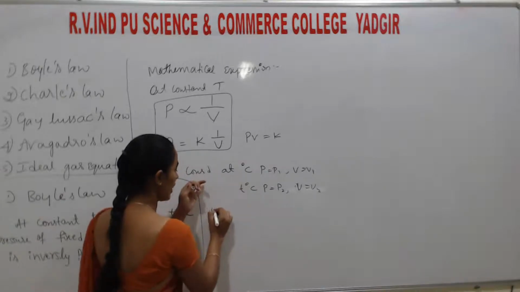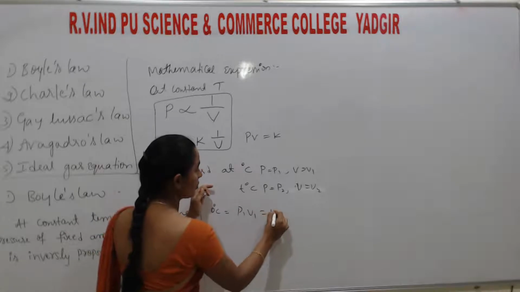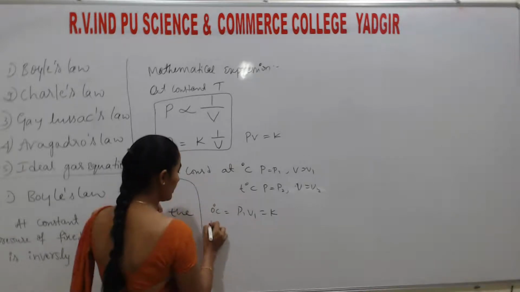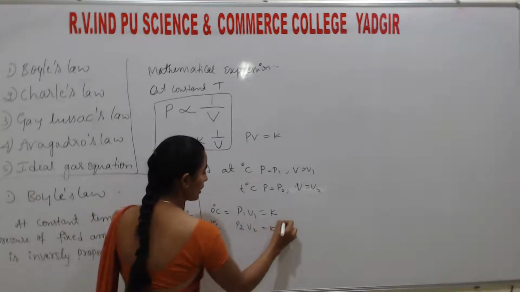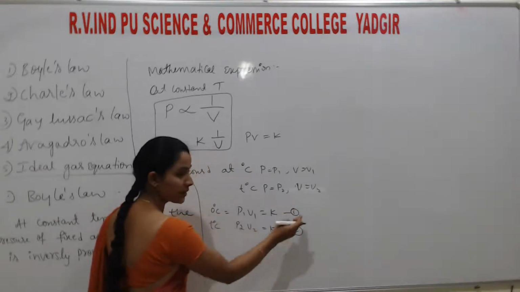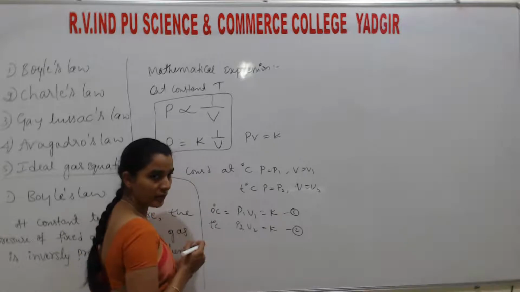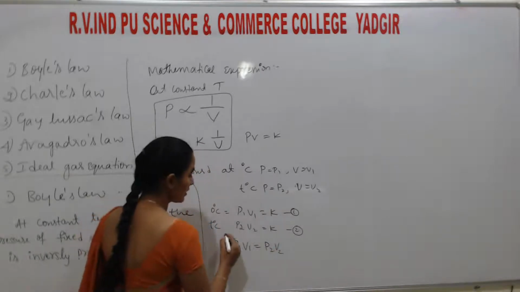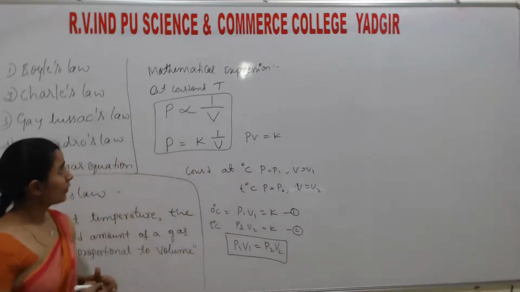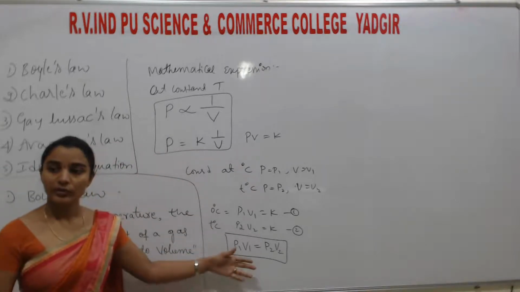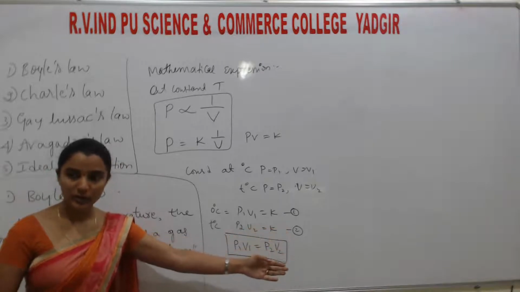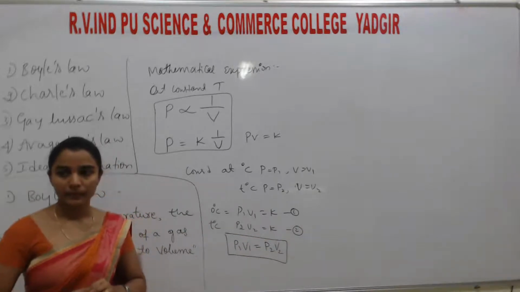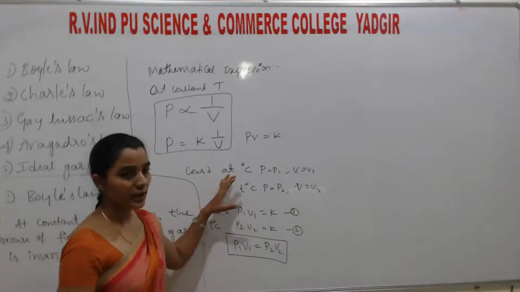Understand? So first, initially at 0 degrees Celsius, P1 V1 is equal to K, because as I told you, that is already a constant. Next, at T degrees Celsius, P2 V2 is equal to K. This is equation 1, this is equation 2. If the right hand side is the same, we have to equate the left hand side. So P1 V1 is equal to P2 V2. This is Boyle's law for two or more variables. Sorry, if P3 V3 is also there, P1 V1 is equal to P2 V2 is equal to P3 V3. Understand? So this is the Boyle's law expression.